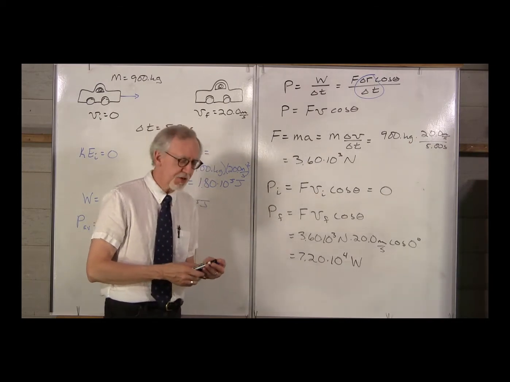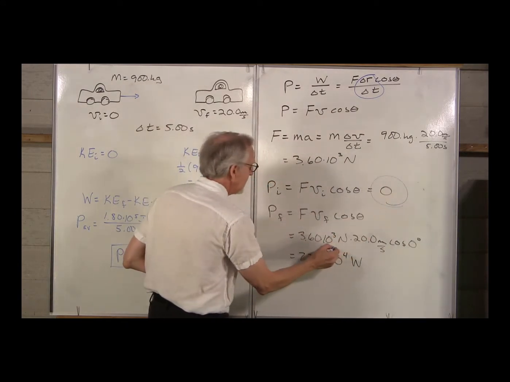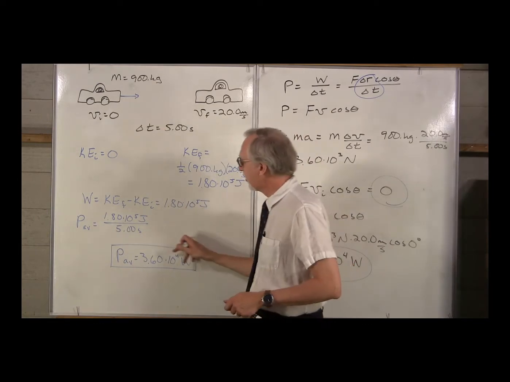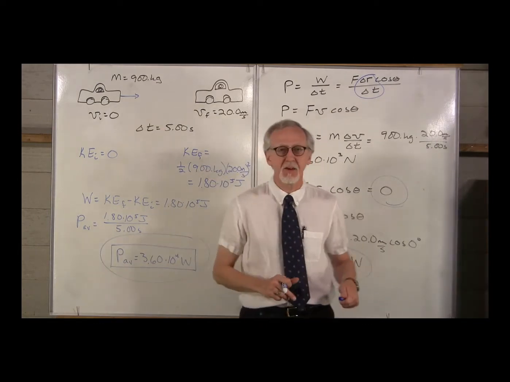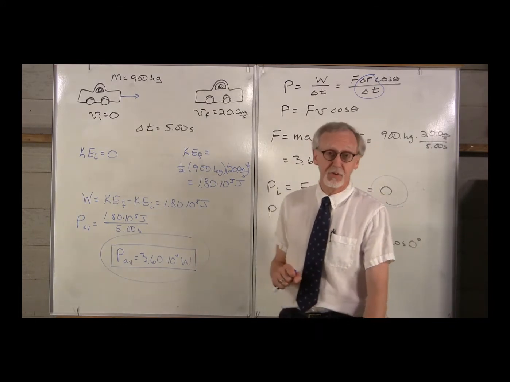What's the average power? If we take an average of 0 and 7.20 times 10 to the 4th, we get 3.60 times 10 to the 4th watts. We get exactly the average power we got in the first case.